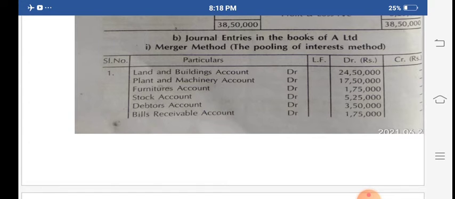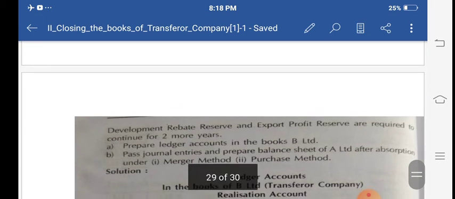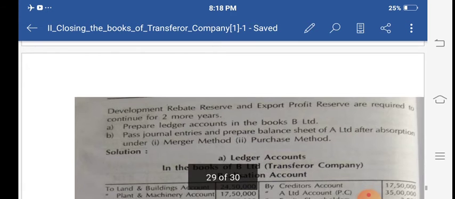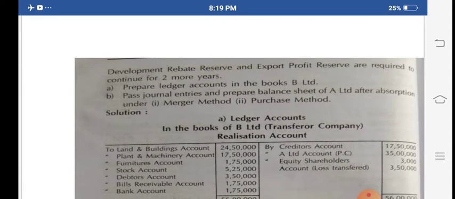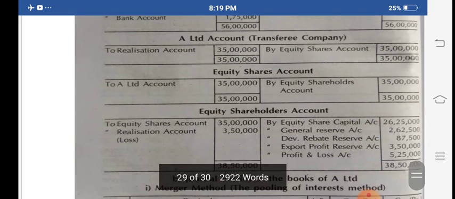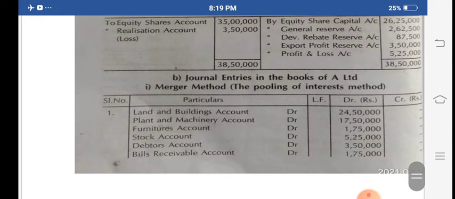It means we actually prepare the ledger accounts in the books of the B Limited, pass the journal entries and prepare the balance sheet of A Limited. Actually we have to pass the journal entries in the books of the A Limited. It means we have to pass the incorporating entries. Not the closing entries, no need to pass those in this problem. We only have to pass the incorporating entries.